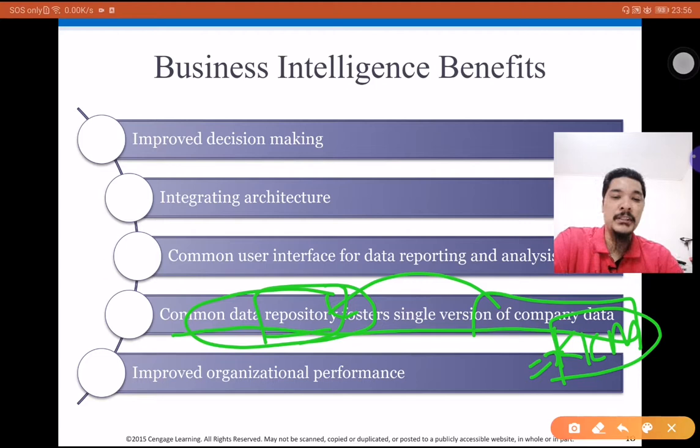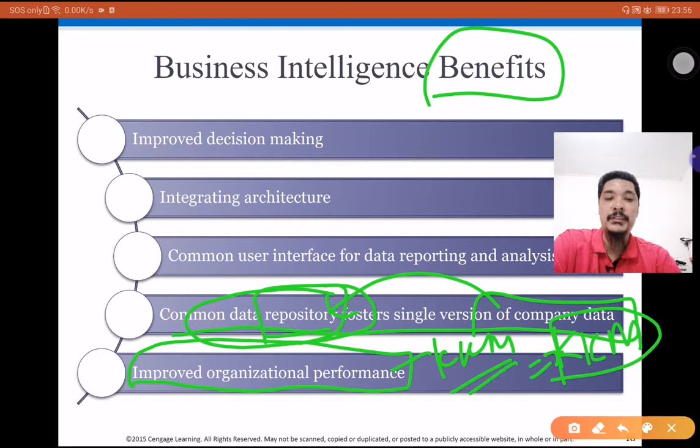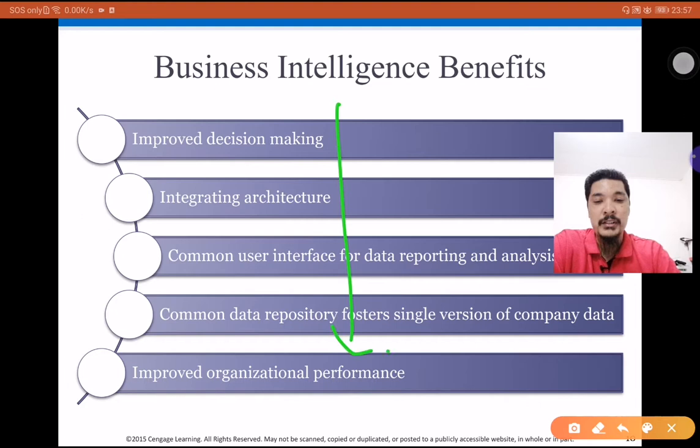And number five, improves organizational performance. Okay, of course, kita akan nampak. This is one of the benefits. Kita dah nampak sekarang ni ramai orang puji KKM, Kementerian Kesihatan Malaysia, because they have done a very good job, right? So that's what we call can improve organizational performance. Okay, so based on the data, they did all this process. So at the end of the day, they can improve the organizational performance. Okay, let's move to the next one.